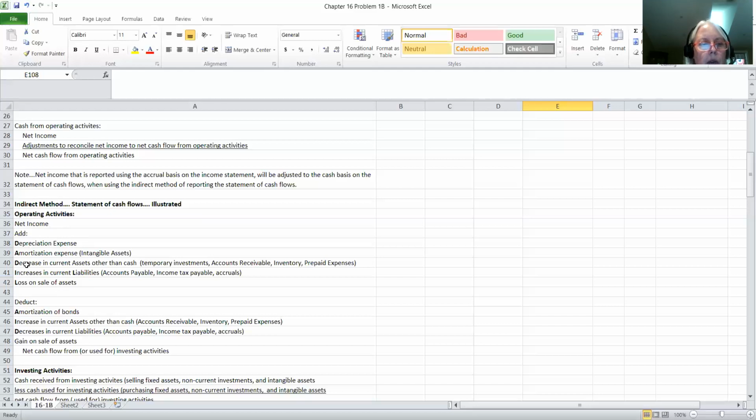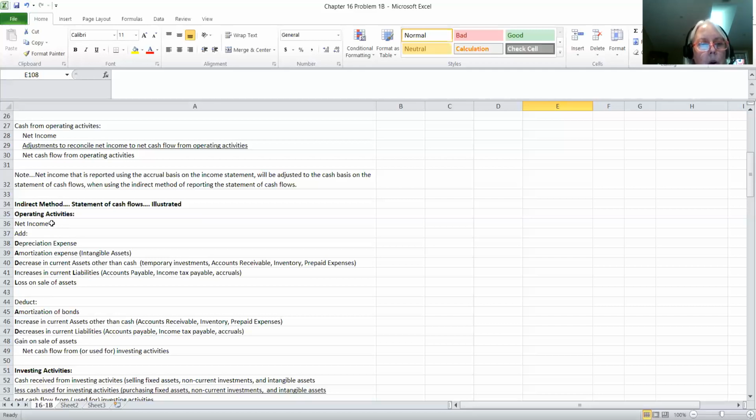So I want you to notice something here. Some of you might find this interesting. Do you see how I have highlighted or put in bold the first letters of these lines? If you want to think of this as "DAD and ILL," then this might help you to learn the types of accounts that you add back to net income. This is just something that helped me to keep things straight.